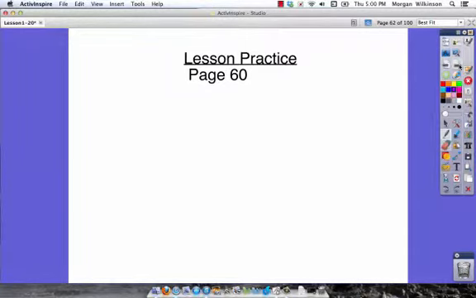Our lesson practice will cover more place value and multi-step problems. We're going to look at page 60 for that during our next class.